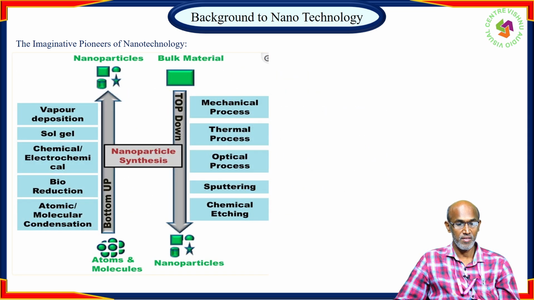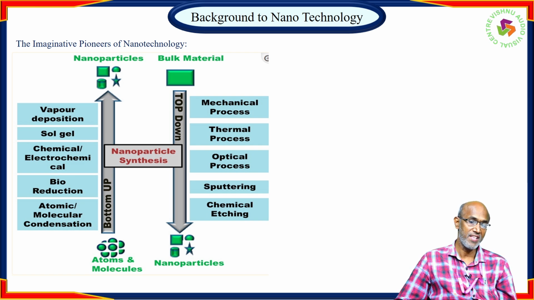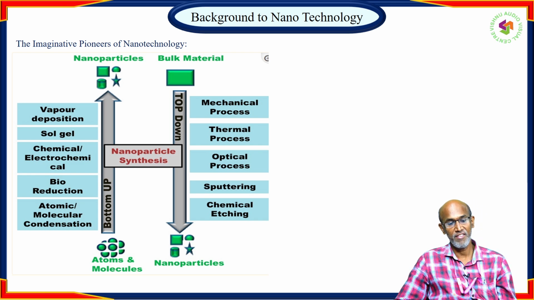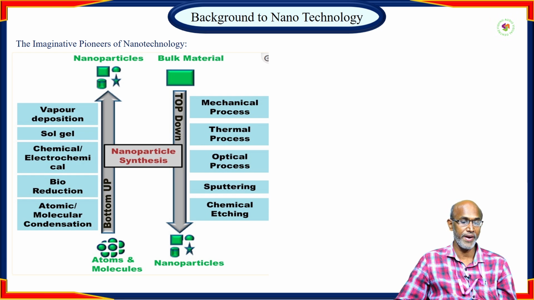So, this picture shows the top-down as well as bottom-up approaches and the various techniques involved in it. In the top-down approaches, the bulk material is converted into nanoparticles by various techniques like mechanical processes, thermal processes, optical processes, sputtering and chemical etching. And coming to the case of bottom-up approaches, the atoms or molecules are combined together to form the nanoparticles by various methods like vapor deposition, sol gel method, chemical or electrochemical methods, bioreduction, atomic or molecular condensation.